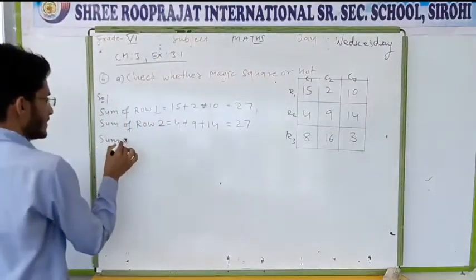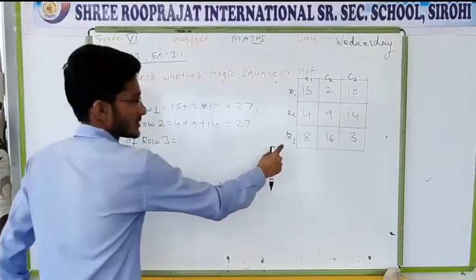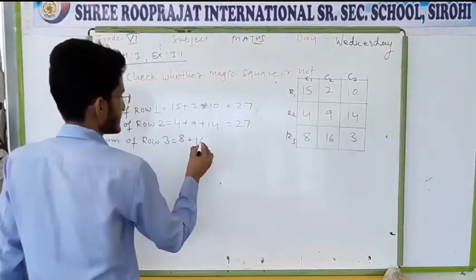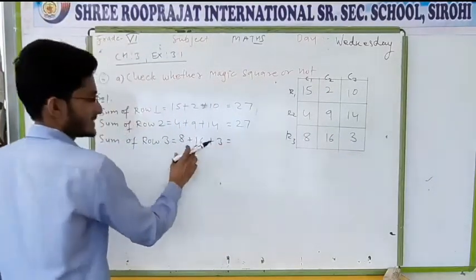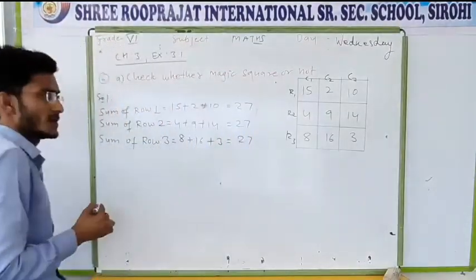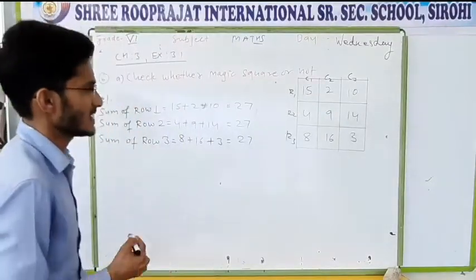Next one, the sum of row 3. That is row 3: 8, 16 and 3. So 8 plus 16 plus 3. 8 and 16 is 24, 24 plus 3 is 27. So if we talk about the rows, we are getting the same sum, 27. Now we will check the columns.